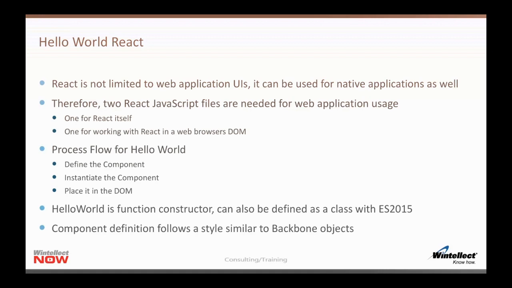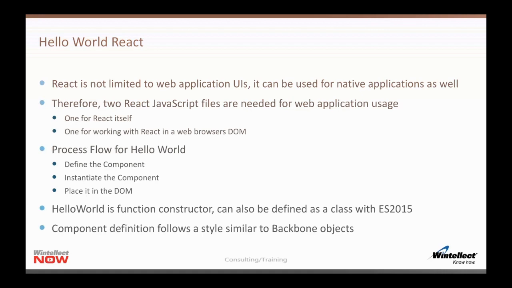Now, as we get over to the code demonstration, you're going to see a certain process flow start to develop. Basically, the process flow is this. We want to define a component, so we're going to actually define what a Hello World component is. Then we're going to instantiate that component through the use of the create element, and then we'll also take a look at how to do that with JSX a little bit later on. And then finally, we're going to place that Hello World element actually in the DOM. So we're going to define it, instantiate it, and then place it. Also, when you see this component, it's important to realize that Hello World is really a function constructor.